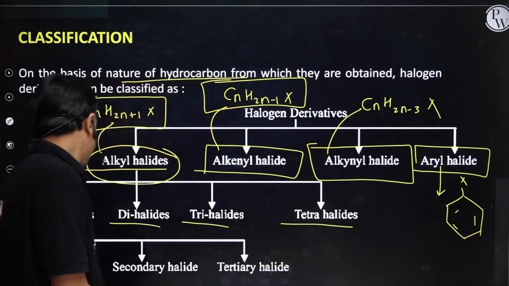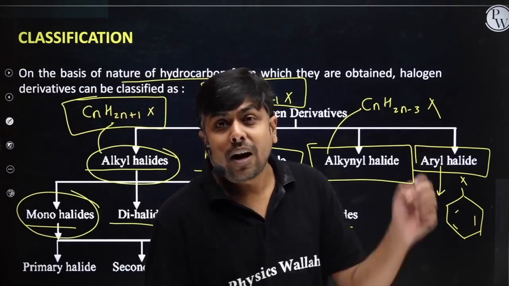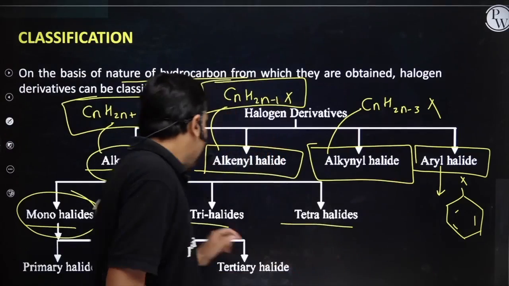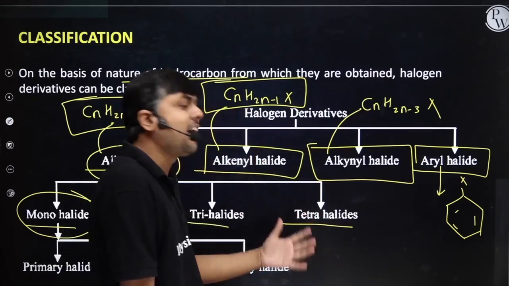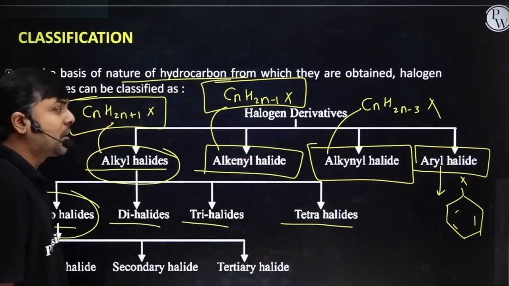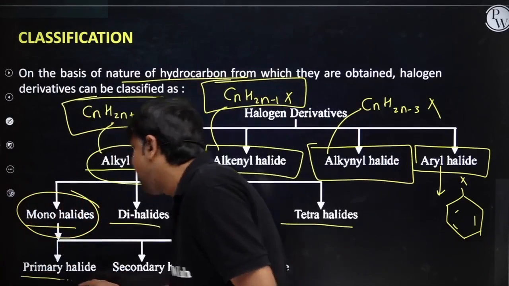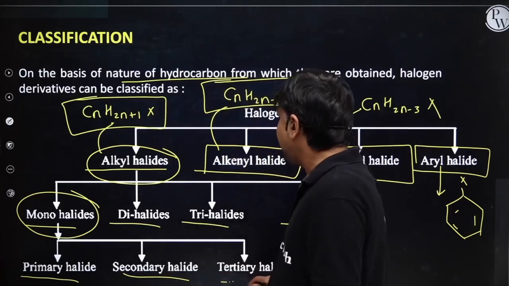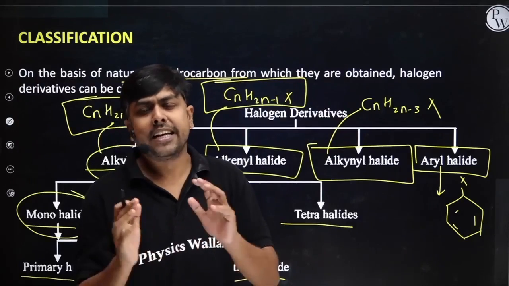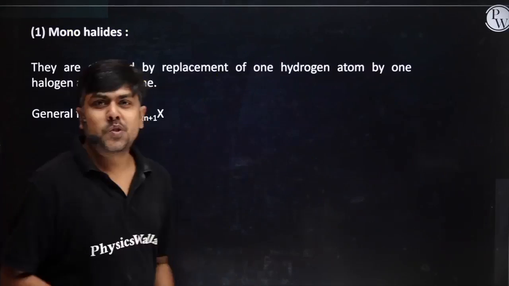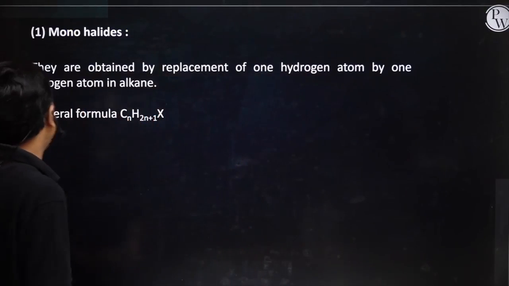Am I clear? If one halogen atom, mono, two halogen atoms connected to the alkyl chain, then it is di, 3 halogen atoms, tri, 4 halogen atoms, tetra. Am I clear? Now, student, this monohalide may be further classified as primary alkyl halides, secondary halides and tertiary halides. We'll talk about each and every alkyl halide in detail one by one. Student, first of all, let's talk about monohalides. The name itself says mono, single halogen atom, right?